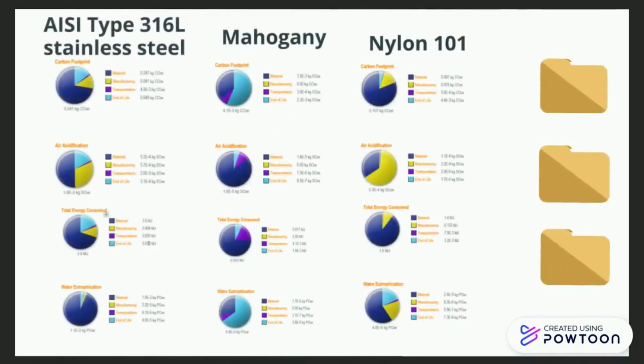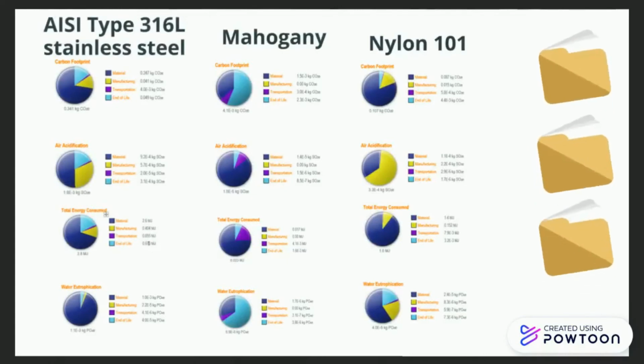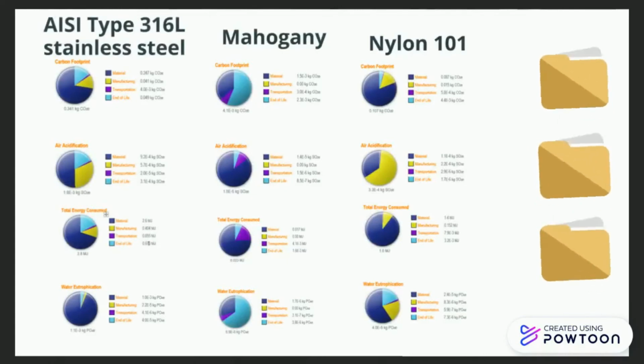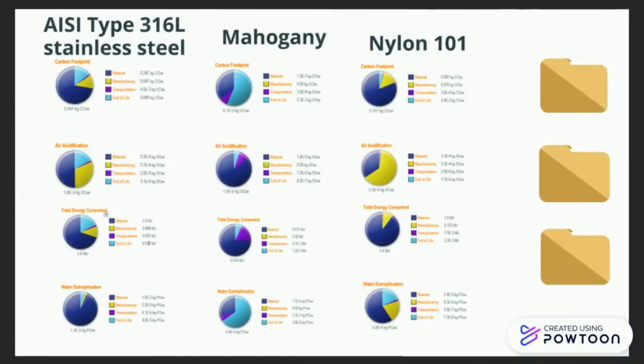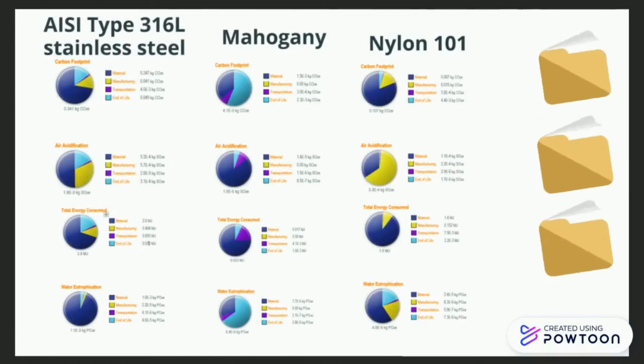The figure shows the result of the comparison of the knob designed using three types of material. To conclude the comparative result of the environment, mahogany is the lowest impact material for carbon footprint, total energy consumption, and water eutrophication. In the case of air acidification, the lowest environmental impact is nylon 101.